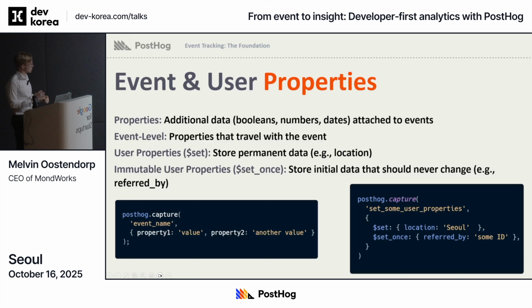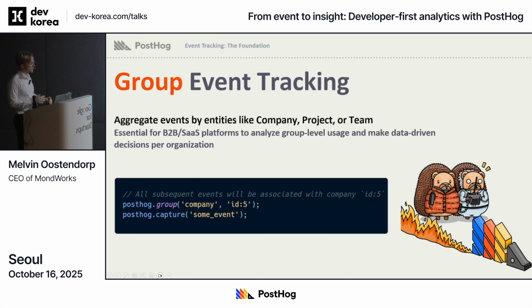Now, let's talk about group level tracking. If you're building a multi-tenant application, which means multiple companies or teams use the same platform, then user analytics is not enough. You need group analytics. You want to know not just who is using it, but how the company is using it. So for example, see which companies are adopting new features the fastest, or which ones are lagging behind. In JavaScript, you just do posthog.group, in this case company, give it an ID, and all events after that will be associated with that company.